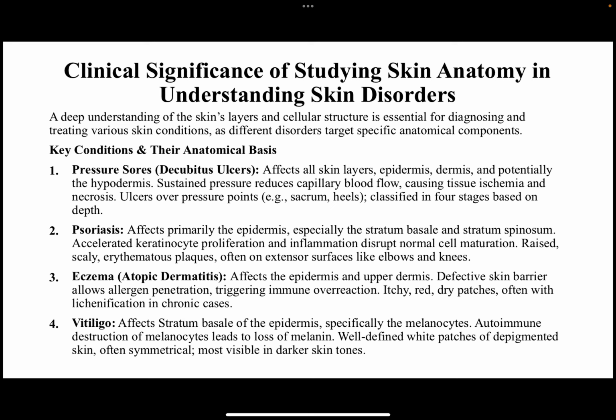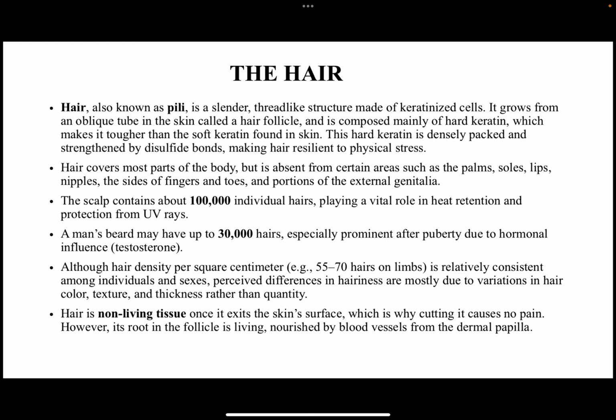Okay, good. It can help you to understand conditions like psoriasis, which primarily affects the epidermis. It can help you to understand conditions like eczema, which we also call atopic dermatitis. Conditions like vitiligo affect the stratum basale of the epidermis, especially the melanocytes. In this condition, there is autoimmune destruction of the melanocytes that leads to loss of melanin. Is that okay? So you realize that understanding the skin anatomy is very, very important to you as a nurse.